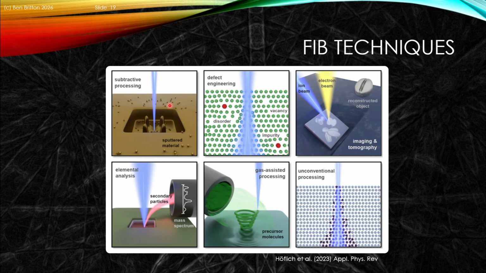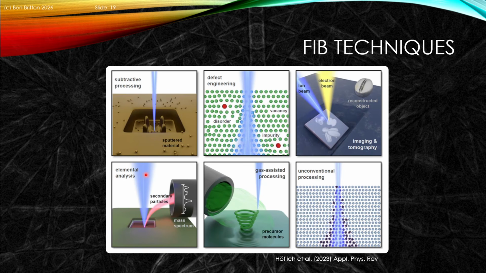The FIB techniques, as I sort of showed or discussed briefly, we can do subtractive processing, where we sputter away materials to create three-dimensional structures. We can do defect engineering, where we can introduce disorder, vacancies, and impurities through the ion interactions with the matter. We can do imaging and tomography, where we basically use the subtractive processing and the electron beam to image afterwards. And then we can do digital reconstruction. It's kind of like reading a book, one page at a time.